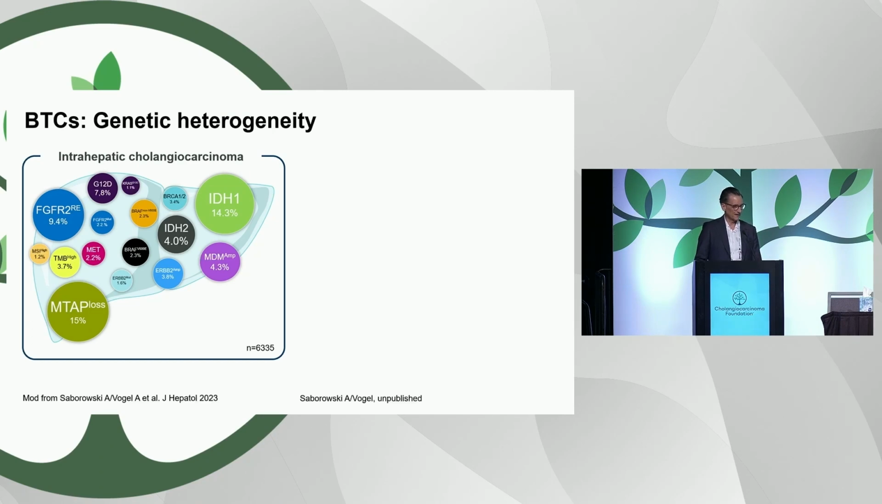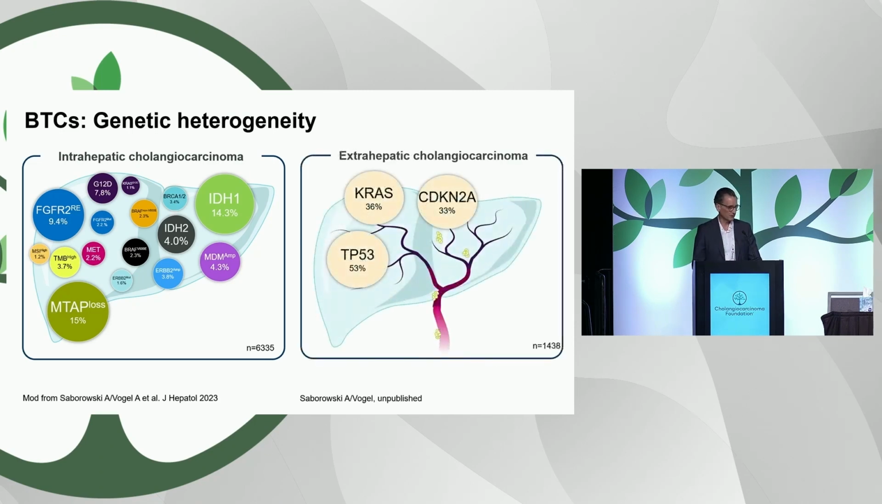This is an updated figure from a paper we published last year, and the numbers are really increasing when we now think about the trials in KRAS G12D or with MTAP loss, as we have heard before. We have more than 50% of patients that have druggable alterations when we think about intrahepatic cholangiocarcinomas.